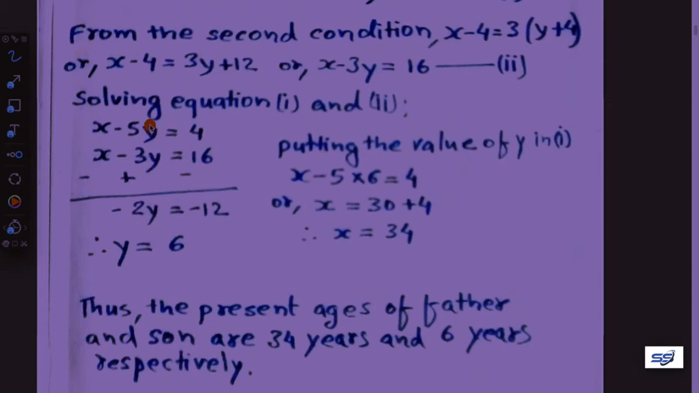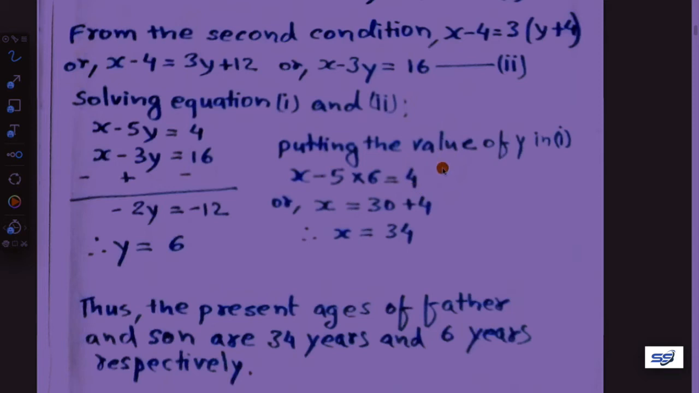Now here, 5y plus 3y is minus 2y equals minus 12. Therefore y equals 6. Here 12 divided by 2 comes 6, as minus minus is cancelled. Therefore y equals 6. Putting the value of y in equation 1: x minus 5 into 6 equals 4.